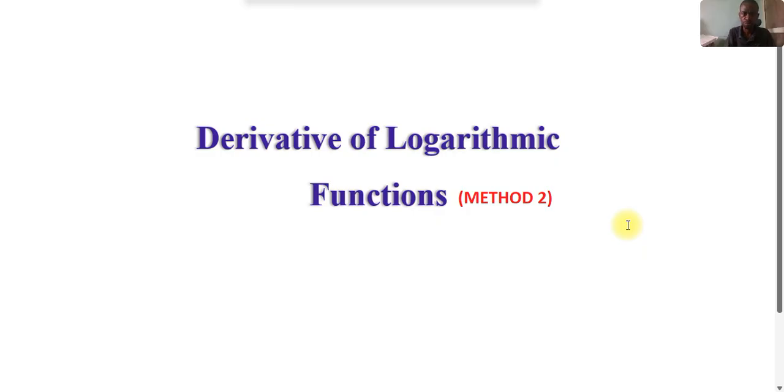I want to take the second method to the other video that I did the other time, talking about the same topic, but another approach this time around. We'll be talking about the derivative of the logarithmic function, and we are going to use another method this time around. So let's just go straight into it.